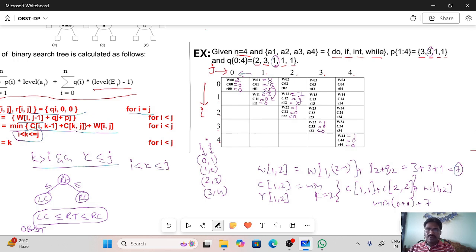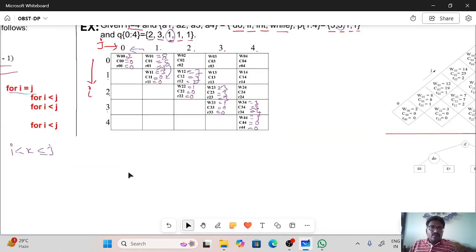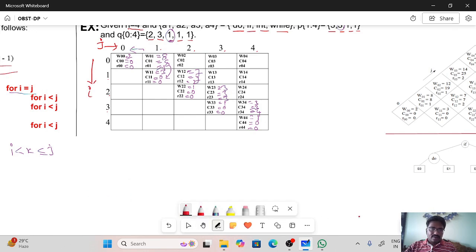In the same way we are going to find W23, C23 and R23, and in the same way W34, C34 and R34. Now we are going to find with I and j with the difference 2. So I and j with the difference 2, the possible cells are 0 2, 1 3 and 2 4, like diagonal: 0 2, 1 3 and 2 4.